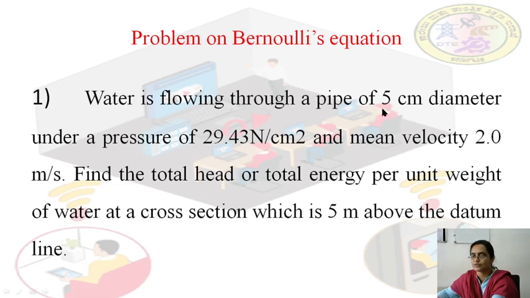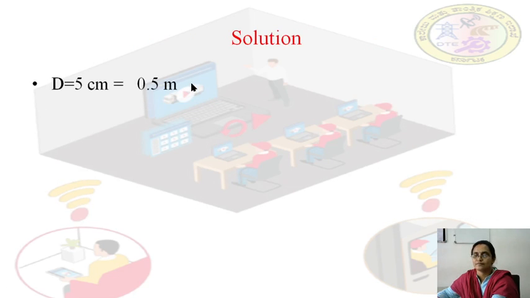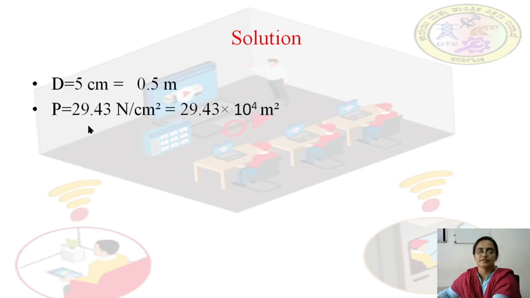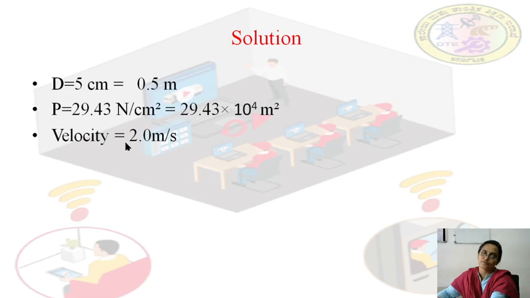Let us come to the solution. Diameter of the pipe is 5 centimeter. It can be written as 0.05 meter. Pressure is 29.43 Newton per centimeter square. It can be written as 29.43 into 10 raised to 4 Newton per meter square. Now the velocity is 2 meter per second. Height is 5 meter.